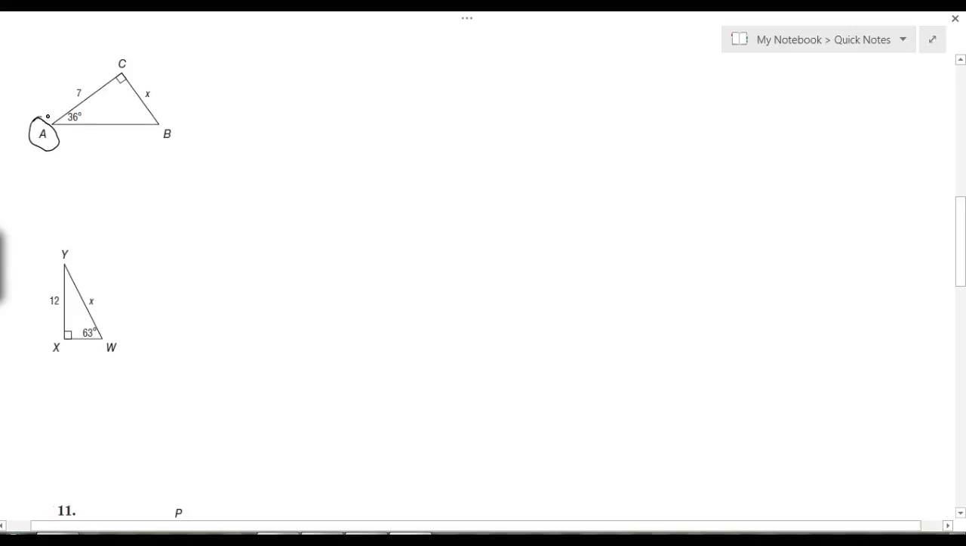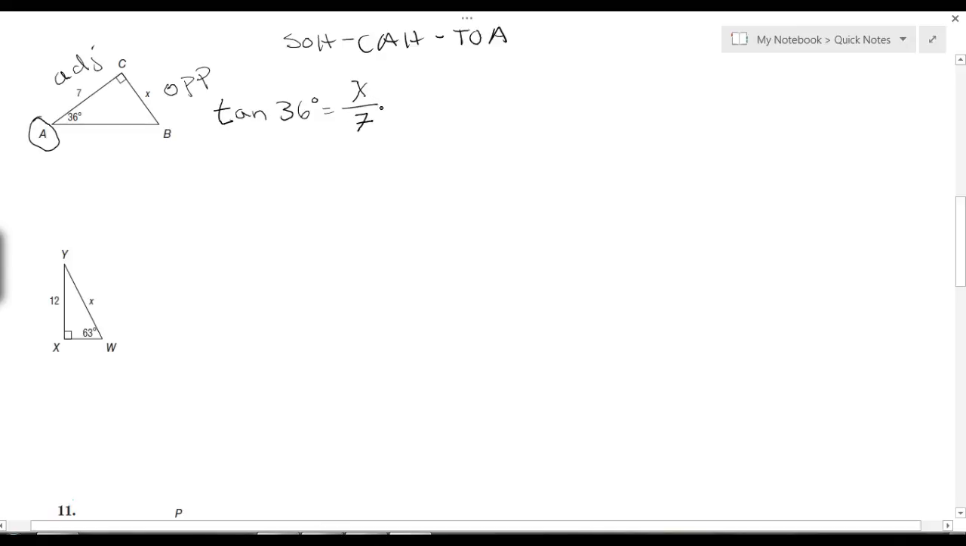So over here we're beginning with angle A. So x is opposite of angle A. And over here is a 7, and the 7 is going to be adjacent to angle A. I know it's the adjacent and not the hypotenuse because it's not opposite the right angle. So that means if I've got opposite and adjacent, again, we're using our SOHCAHTOA. Adjacent and opposite, tangent is what has adjacent and opposite. So that means tangent of 36 degrees should equal my opposite, which is x, over my adjacent, which is 7.